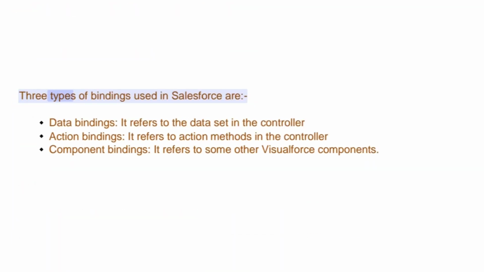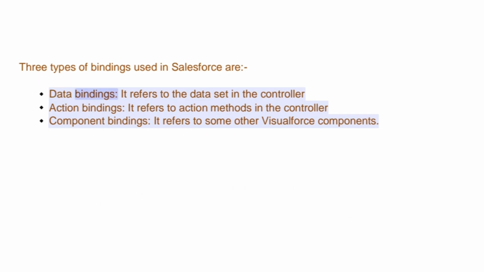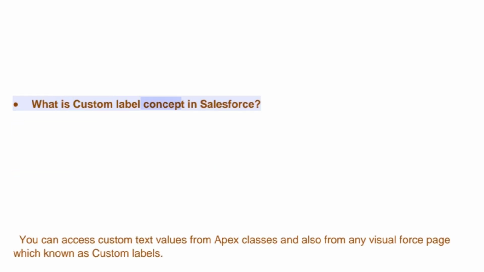Name types of bindings used in Visualforce. Three types of bindings used in Salesforce are: data bindings, which refer to the data set in the controller; action bindings, which refer to action methods in the controller; and component bindings, which refer to some other Visualforce components.